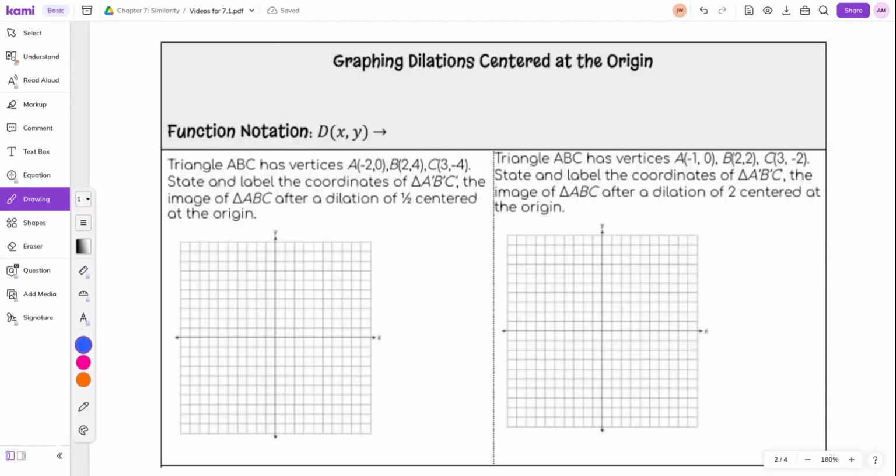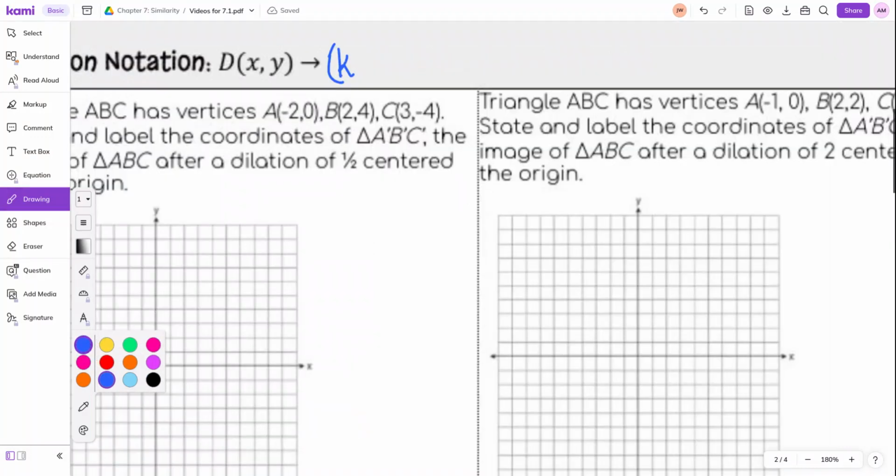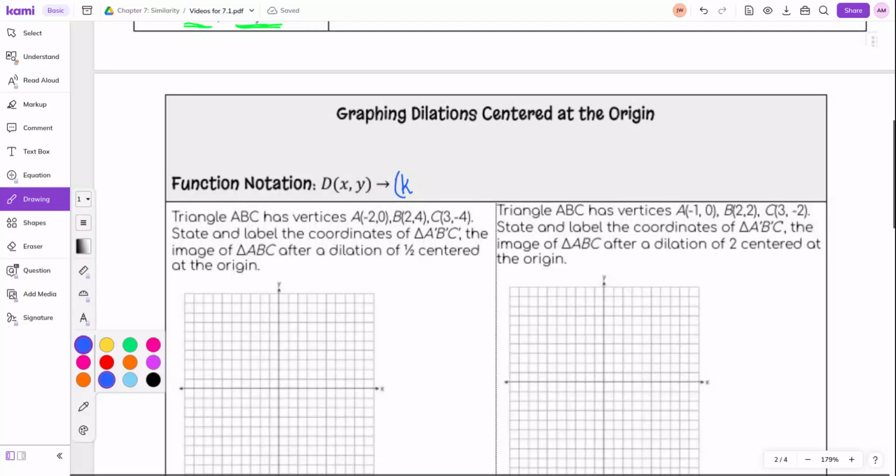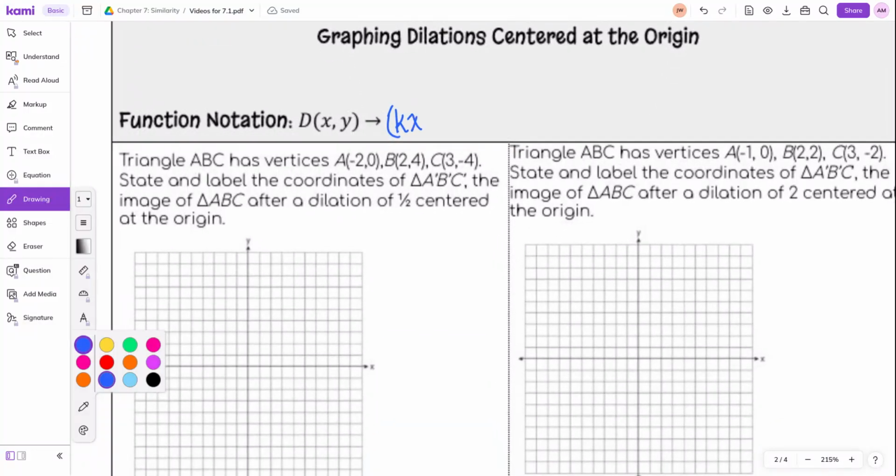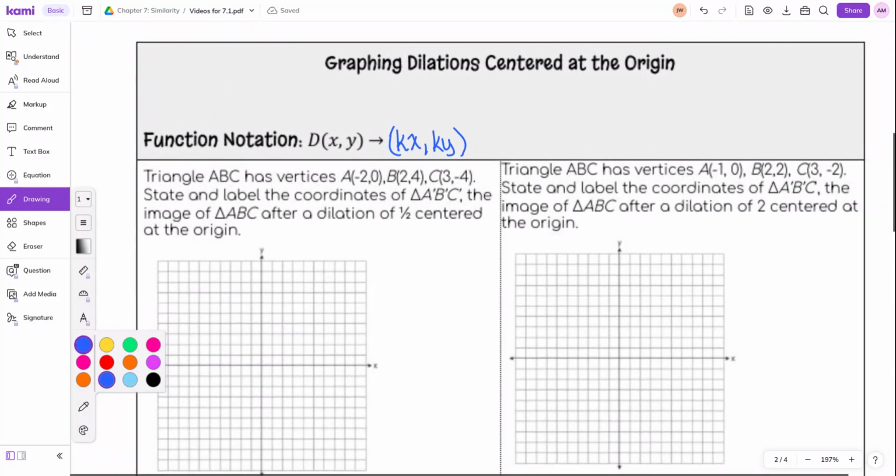When graphing dilations centered at the origin, one thing that we can use is our function notation to help us. Capital D stands for dilation. Our x and our y coordinate are going to change based on our scale factor. So our x and our y coordinate are going to change by the value of our scale factor k, and it'll be k times x, comma, k times y. And again, that just means that our scale factor is being multiplied by each of those coordinates.